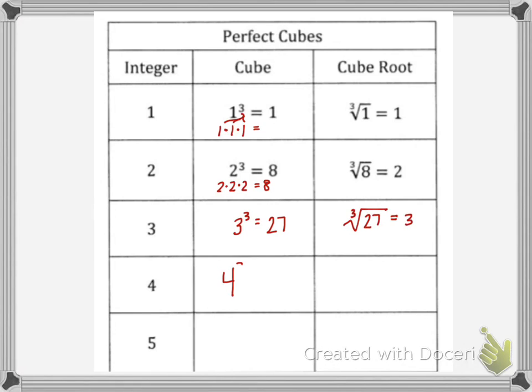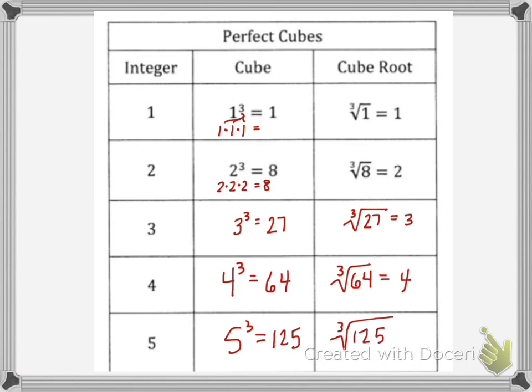And 4 to the third stands for 4 times 4 times 4, and that is 64. So that makes the cube root of 64 equal to 4. 5 to the third stands for 5 times 5 times 5, which is 125. And so that makes the cube root of 125 equal to 5.